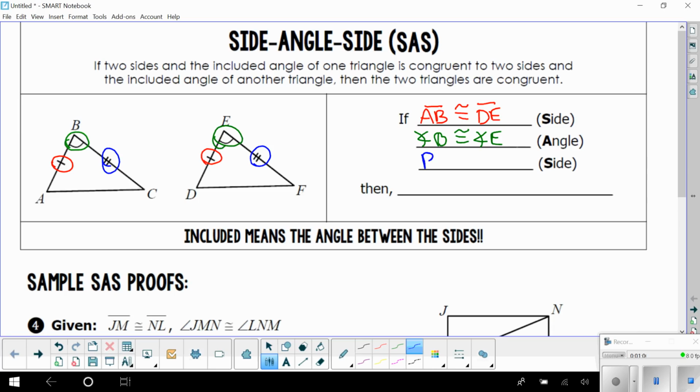So segment BC is congruent to segment EF. Once you have all of those congruent, those statements, once you have all three of those statements, you've proven them, you can then do the congruency statement, which would be triangle ABC is congruent to triangle DEF.